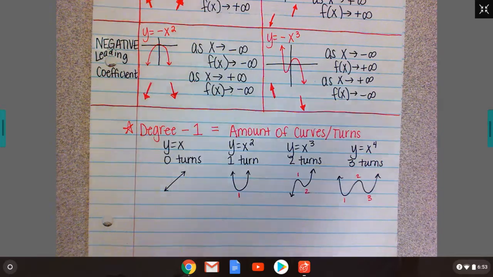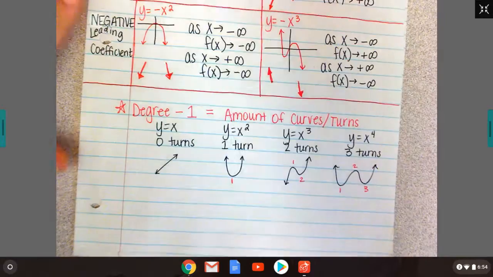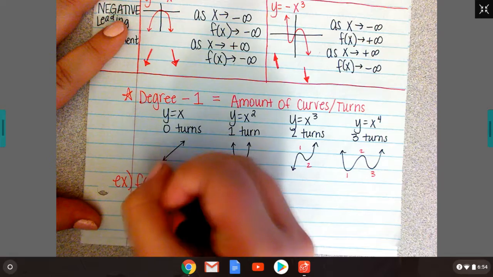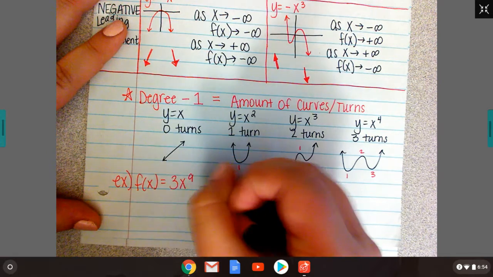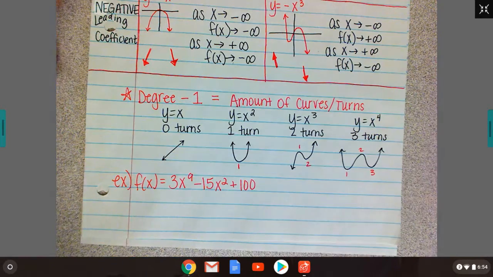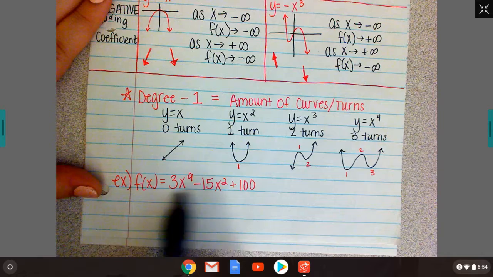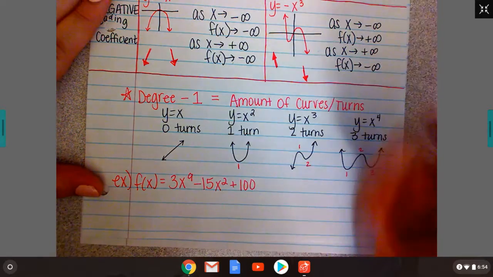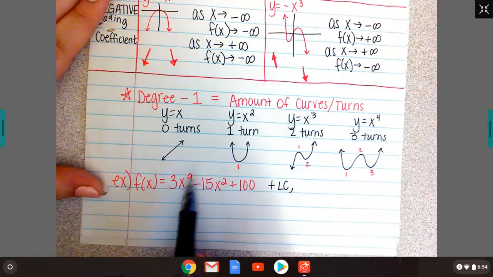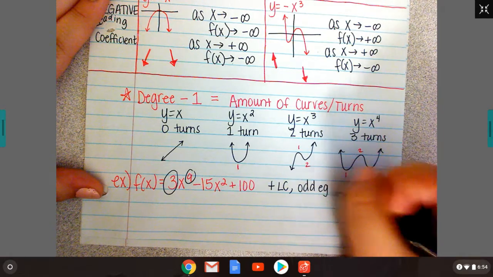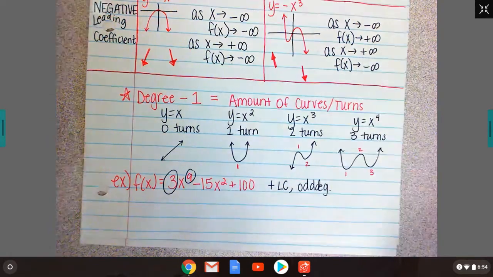I want to run through a few examples with you. I'm sorry, this is a longer note section, but there's lots going on. So let's look at a polynomial where I give you the function. So like f of x equals 3x to the 9th minus 15x squared plus 100, say. The only things I care about is, first off, it's in standard form, so I can just look at this first term. I've got a leading coefficient that is positive, and I've got a degree that is odd.